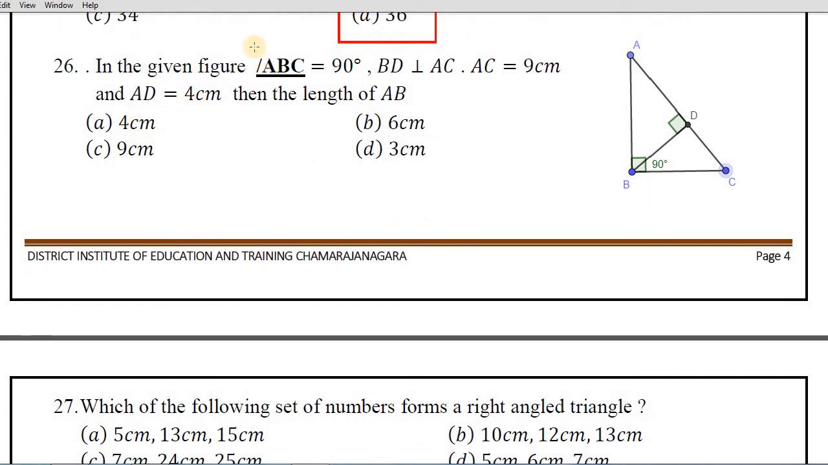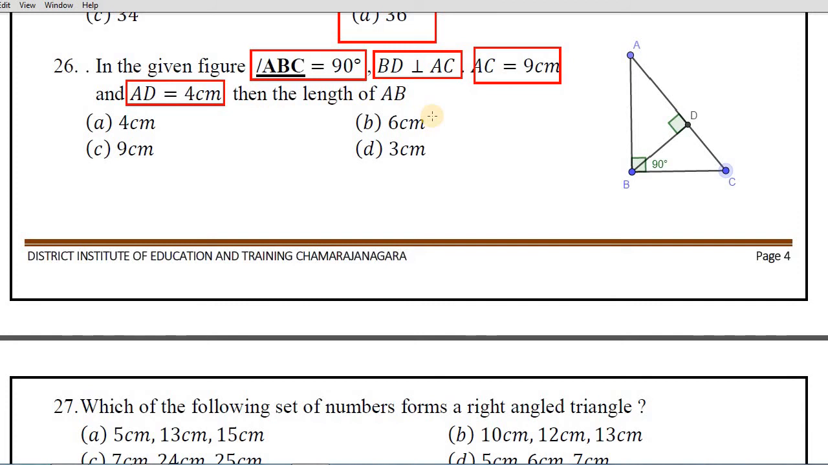Next, take another question. In the given figure, angle ABC equals 90 degrees. BD is perpendicular to AC. AC is 9 centimeters and AD is 4 centimeters, then the length of AB. Children, it is not such an easy problem. You will be in confusion.